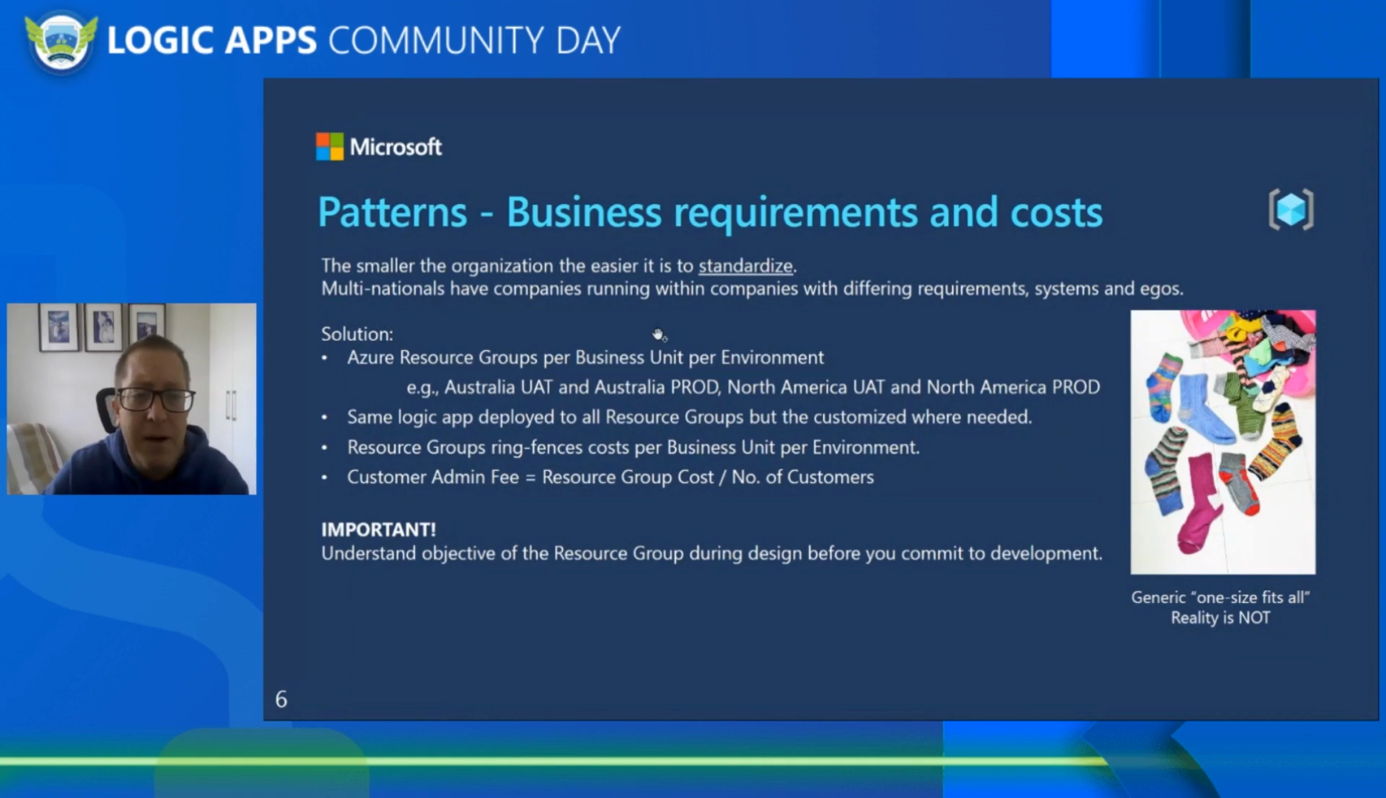So how did we go about trying to segregate, ring fence different business units and environments? Well, we used a resource group per business unit, per environment. For example, Australia UAT, Australia production. We can now tell you what's running in Australia in production and in UAT because we've got a resource group. All the components in the resource group, ring fencing costs for that business unit in its resource group.